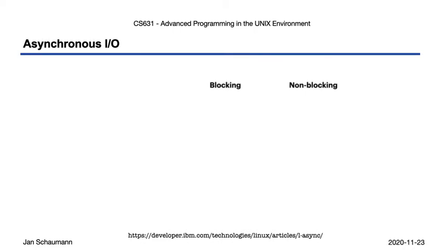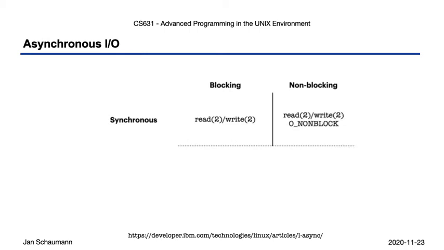So in a nutshell, this is what we're looking at. Read and write perform synchronous blocking I/O. Read and write with O_NONBLOCK perform synchronous non-blocking I/O. We saw I/O multiplexing using select and poll as a form of asynchronous but still blocking I/O. And finally, we're looking at asynchronous non-blocking I/O.